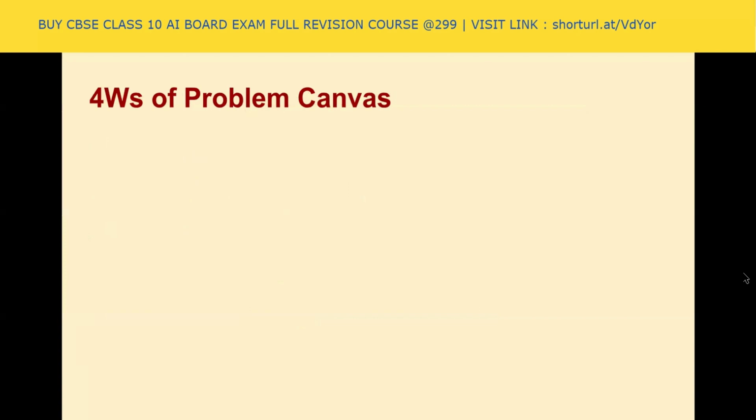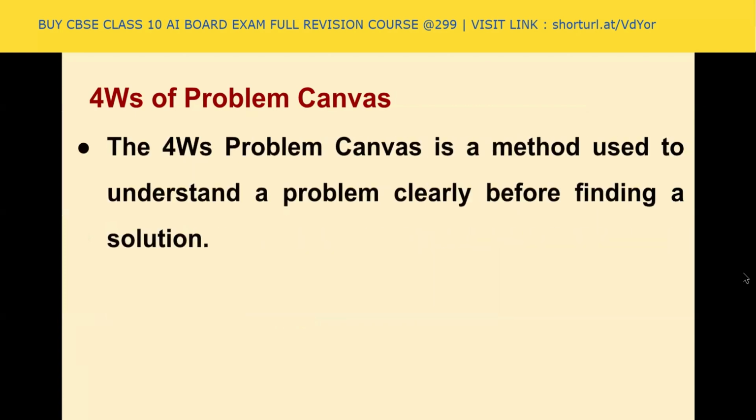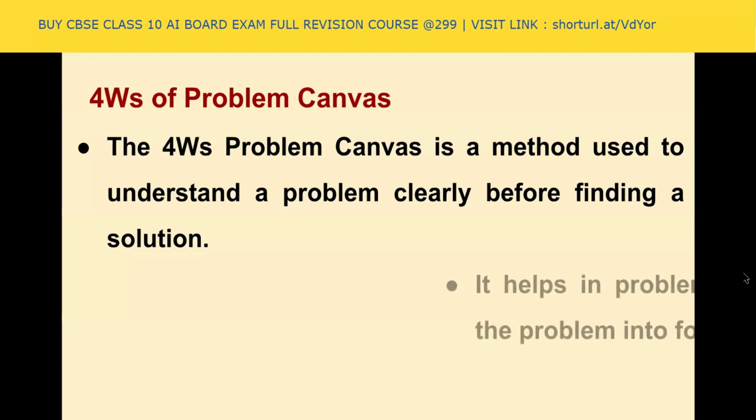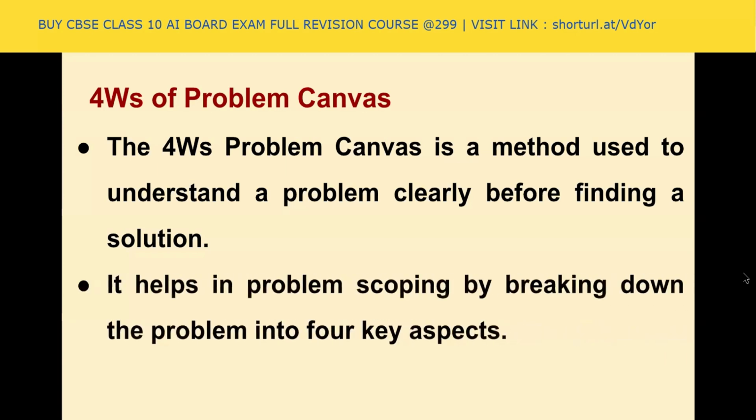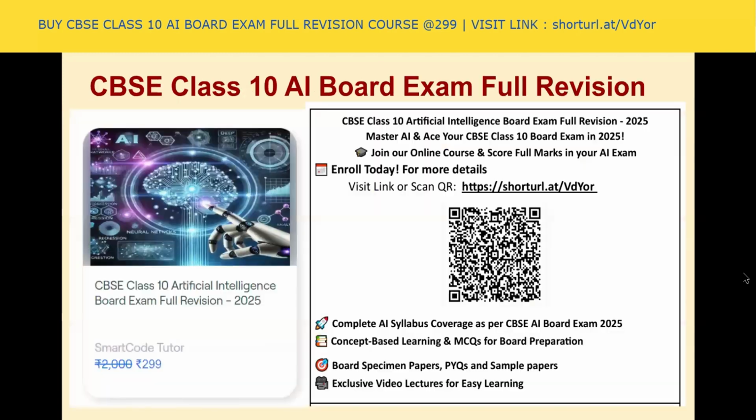Now, the next very important thing is the 4 Ws of problem canvas. What are the 4 Ws of problem canvas? The 4 Ws are basically a method of clearly defining the problem solution. This problem statement, which we have discussed in the previous slide, we need to specify what the 4 Ws are, which will make a problem statement. Why? Because it helps to divide this problem into four key aspects. Okay, now let's see.